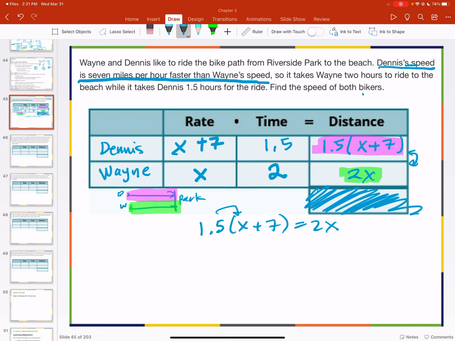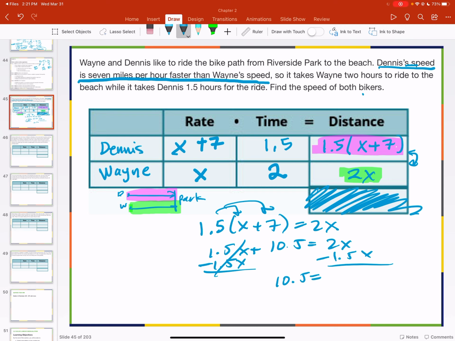So let's go ahead and solve this. We have 1.5x plus 10.5, that's equal to 2x. Okay, subtract 1.5x from both sides. We get 10.5 is equal to 0.5x. Divide by 0.5 on both sides, and we get x is equal to 21. So what does that mean? That means that Wayne is going 21 miles per hour.